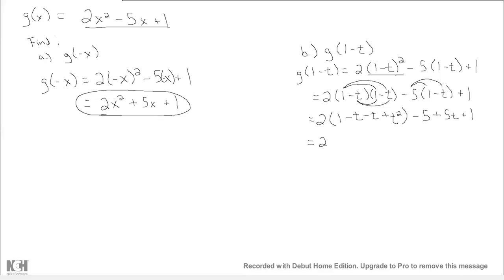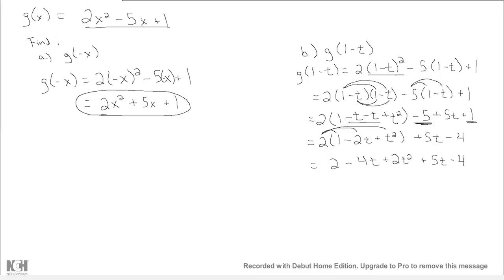Now I'm going to combine like terms inside these parentheses. Negative t and negative t makes negative 2t when I add them together. I can go ahead and combine like terms outside also. Negative 5 plus 1 is going to be negative 4. Now I'm ready to distribute the 2 through the parentheses. So 2 times 1 is 2, 2 times negative 2t is negative 4t, 2 times t squared is 2t squared.